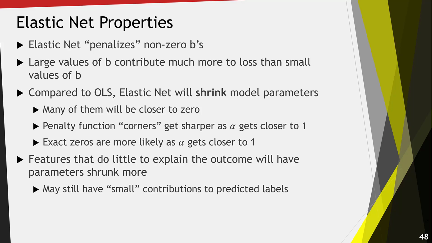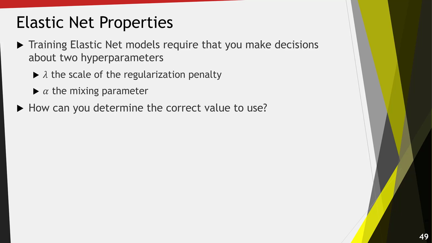Just like with lasso and ridge regression, features that do little to explain the outcome will have their parameters shrunk more. But as long as alpha is less than 1, many are still going to have small contributions to the predicted labels. It's important to note that training elastic net models requires that you make decisions now about two hyperparameters: lambda, the scale of the regularization penalty, and alpha, the mixing parameter.